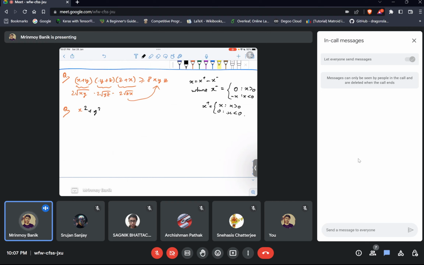Next we have x squared plus y squared plus z squared greater than or equal to xy plus yz plus zx. So this whole thing. Or you can directly use the rearrangement inequality with x, y, z and y, z, x. So this is certainly smaller than the sum with x, y, z paired with x, y, z.